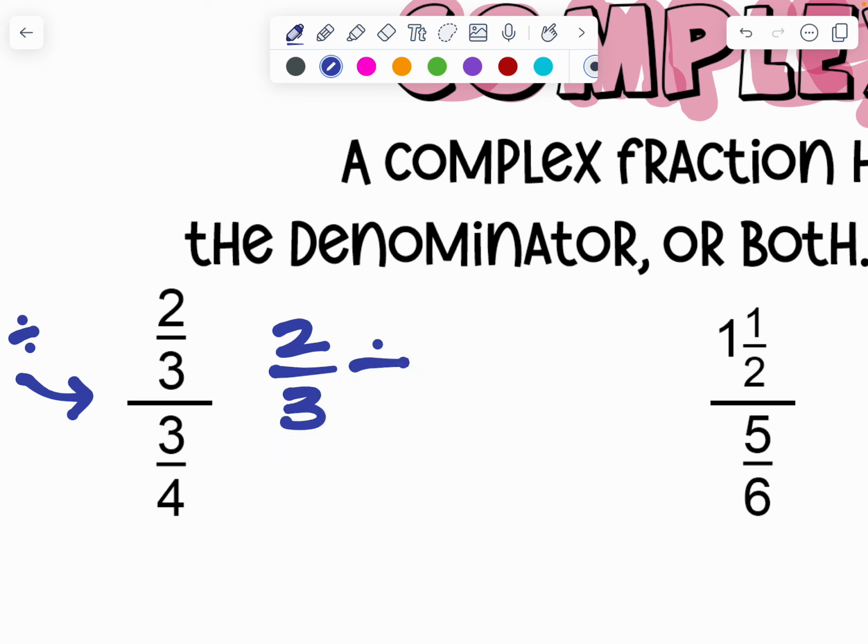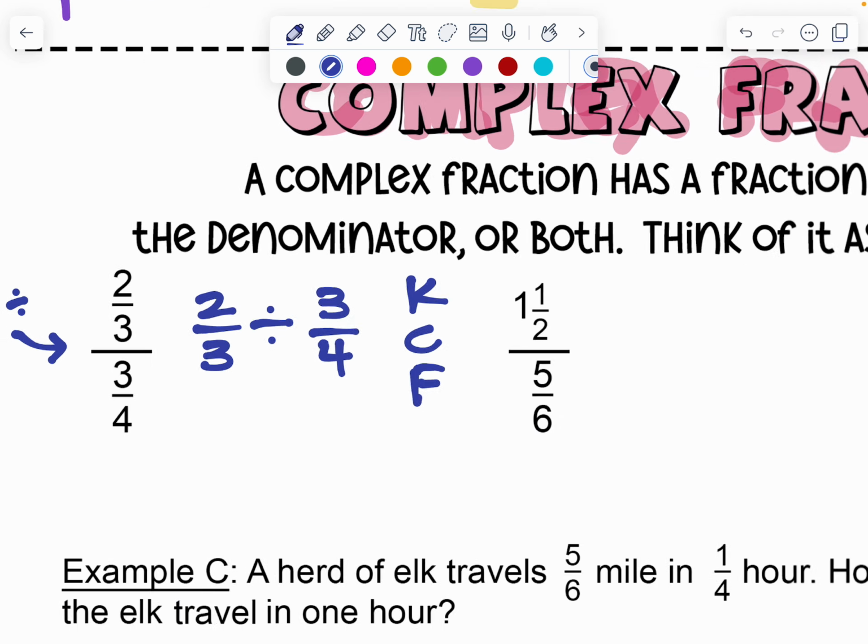2/3 divided by, it's always the numerator divided by the denominator, 3/4. And then some of you learned in elementary school that you keep, change, and flip, right? If that helps your brain, use it.